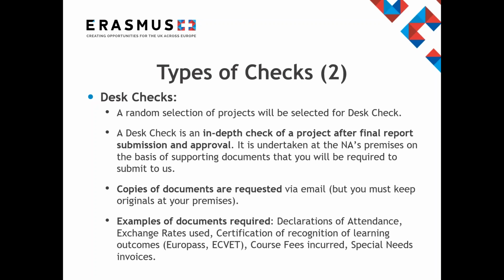Documents required for a desk check. Some of the documents are declarations of attendance for all participants, information about how individual support was paid to participants or on behalf of participants, exchange rates used, sample of participant grant agreements and learning or training agreements, certification of recognition or learning outcomes such as Europass Mobility, linguistic support documents, for example, declaration of attendance of a language course. Also, for adult education projects, course fees, such as proof of enrollment in course, and payment of course fees. Special needs also, if requested, you must then provide invoices of the actual cost incurred and any other relevant evidence, such as proof of special needs. Moving on to the next slide.